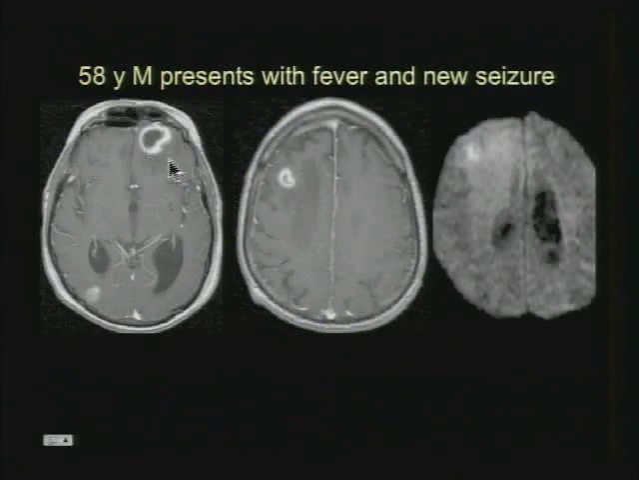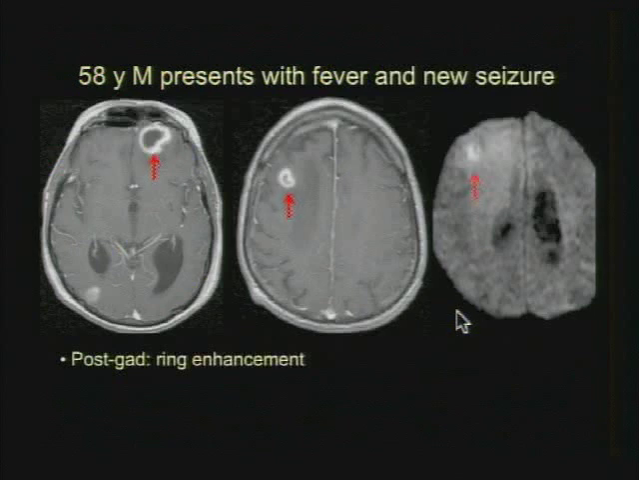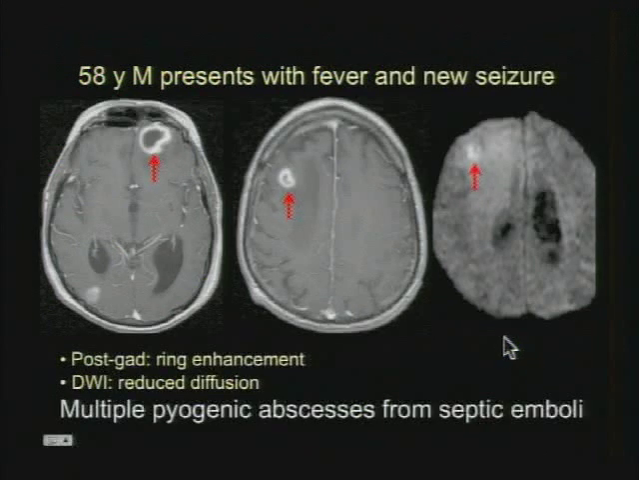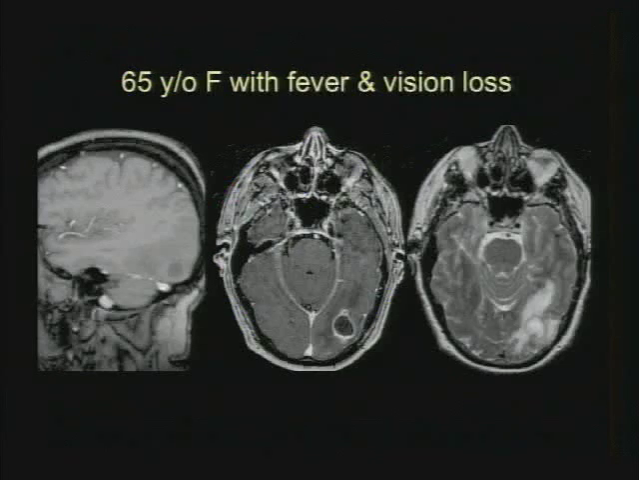So here's the same patient. You can see multiple ring-enhancing lesions reduced on diffusion. And this is a patient with multiple pyogenic abscesses from septic emboli. So here's a 65-year-old female that comes in with fever and vision loss, and you can see a lesion in her left occipital lobe explaining her vision loss, and this just illustrates the classic imaging features for pyogenic abscess.